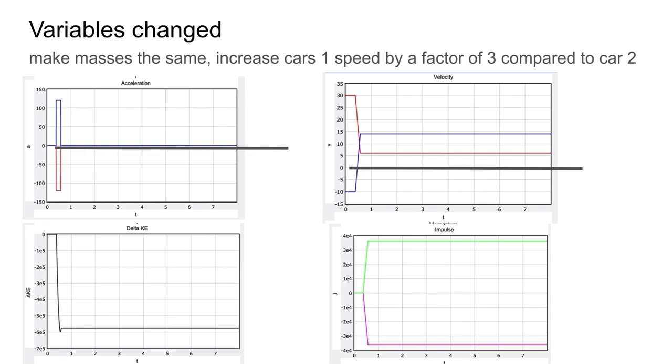When we made the masses the same, but increased car 1's speed by a factor of 3 compared to car 2, we see that the acceleration is the same due to it having the same forces acting on each other and the same mass. In terms of velocity, car 2 and car 1 experience similar changes. Delta KE is the same and not zero, so it's inelastic, and impulse is also the same.